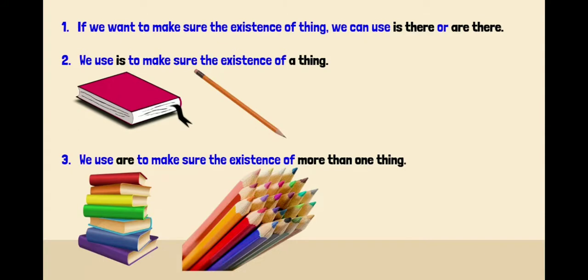If we want to make sure of the existence of things, we can use "is there" or "are there". We use "is" to make sure of the existence of a thing, only for one thing, for example, a book or a pencil. And we use "are" to make sure of the existence of more than one thing, for example, books, color pencils, and the others. So, "is" is only used for one thing and "are" is used for more than one thing.